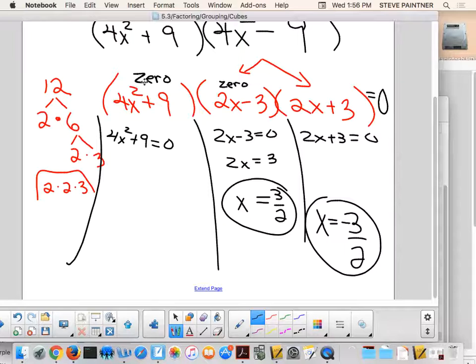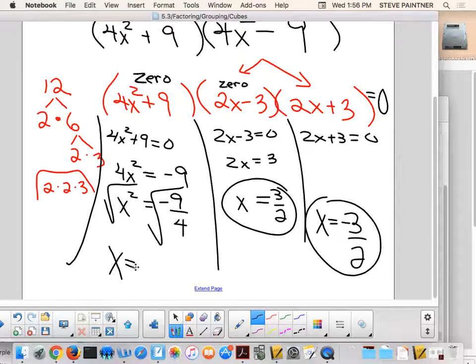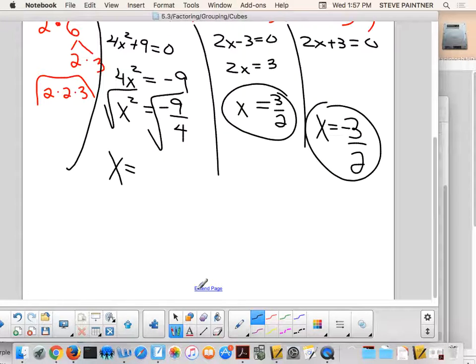This is missing an x term, guys. Wouldn't you just solve for x squared? Yeah. 4x squared equals what? It's negative 9. Divide by 4: negative 9 over 4. Take the square root. x equals the square root of negative 9/4. The square root of a negative number is imaginary. It's what? i, plus or minus 3i over 2.